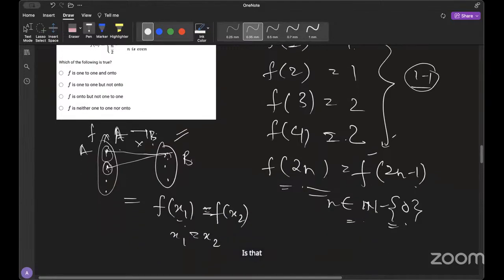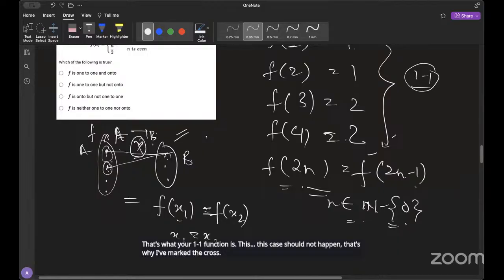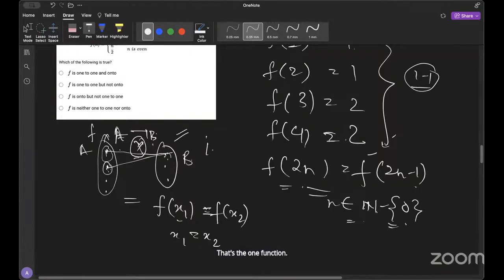Is that okay? It just means that no two elements can have the same image. That's all. That's what a one-one function is. This case should not happen, that's why I've marked the cross. Every element should have only one image. That's a one-one function.